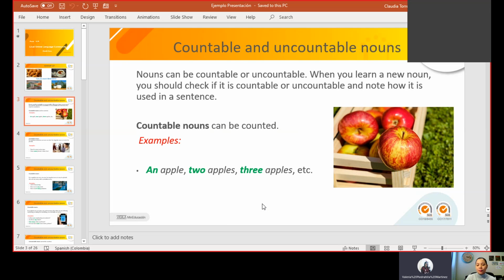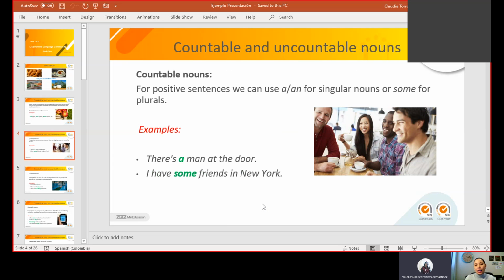So that's the main difference. Now, for positive sentences, we can use a or an for singular nouns or some for plural. And here you have some examples, right? So there's a man at the door. There's a man, right? Because man here is only one, it's singular. But here we have friends, so friends is plural. And then I have some friends in New York.